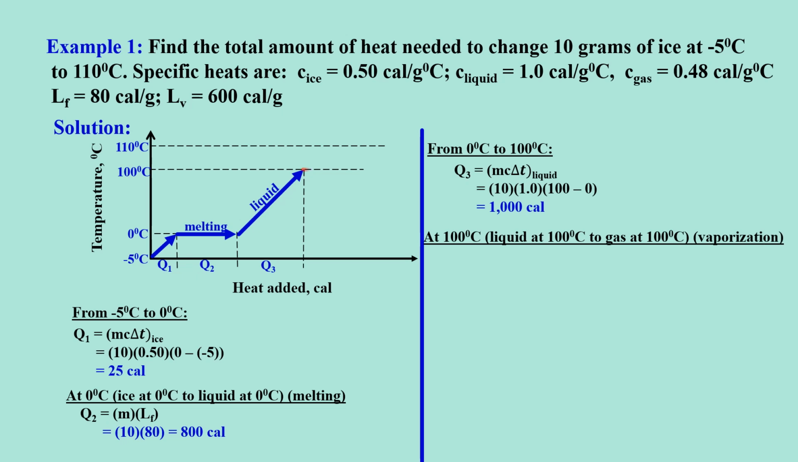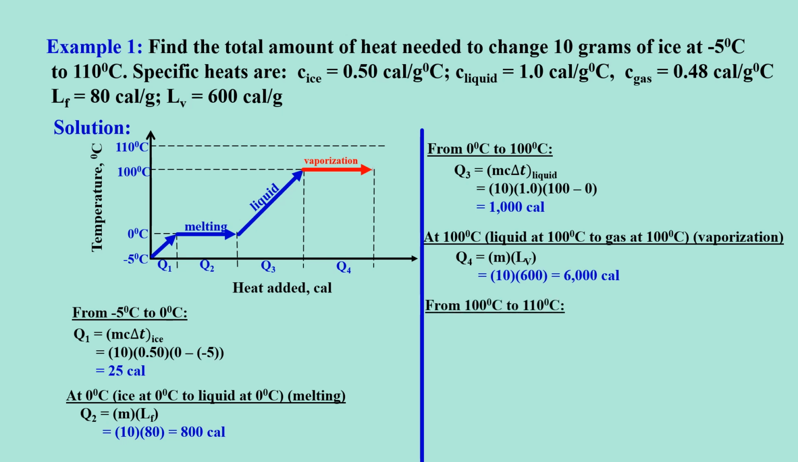At 100 degrees Celsius, that is during evaporation, liquid at 100 to gas at 100, the heat that must be added is Q sub 4, which is M times L sub V equals 10 times 600, our latent heat of vaporization of water. So 10 times 600 is 6,000 calories.